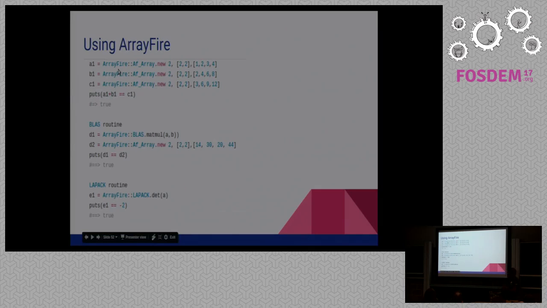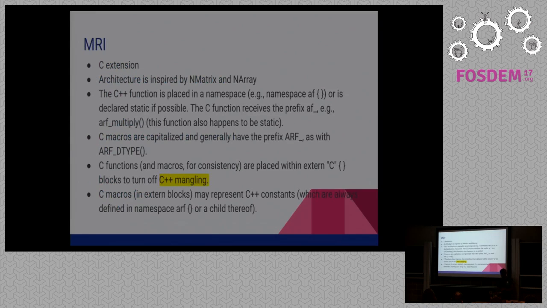So how do you use ArrayFire Ruby? In the first line of code, I just created an ArrayFire matrix. It's two-dimensional, with two rows and two columns. I just add these two, and in the next part I show how we implemented the BLAS routine, where I multiply two matrices. Then the third part of the code shows how to get the determinant of a matrix.